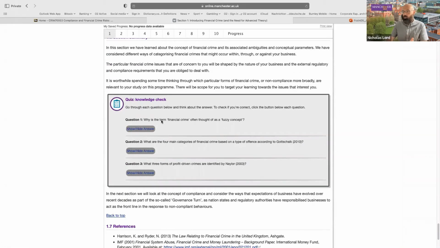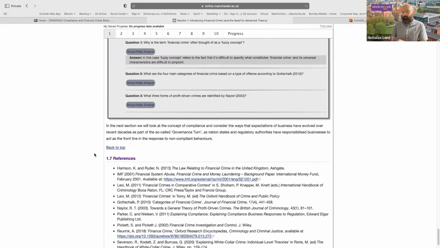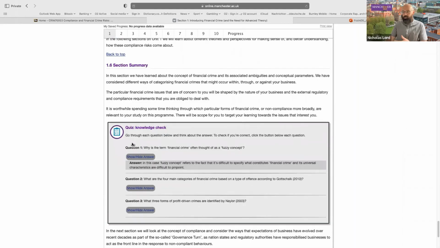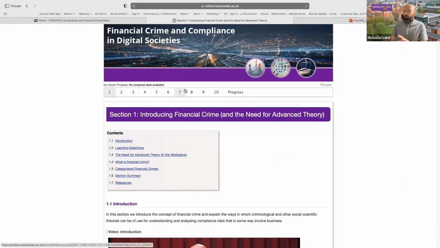So, why is the term financial crime often thought of as a fuzzy concept? So an opportunity here for you to think about that question, and the materials are all available in the online content. So the answers are there, and then you can click to find out what the answer to that would be. And at the end of each week, we have the references as well. So that's pretty much what the materials look like.